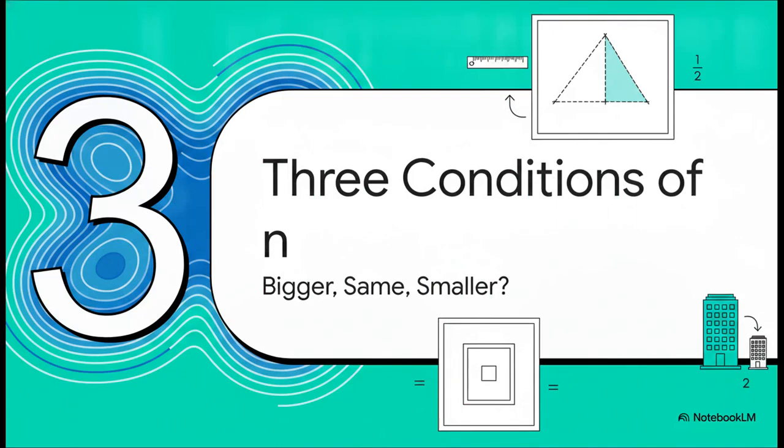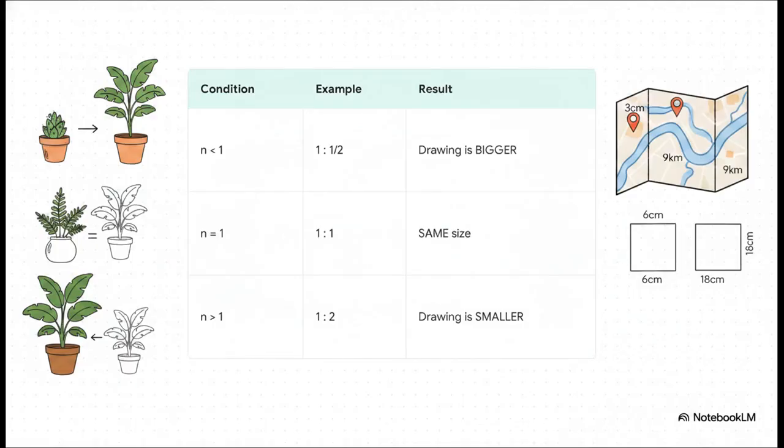Section 3. The 3 conditions of n. Bigger, same, or smaller? Okay, so there are 3 possible conditions for our friend n, which practically act as a cheat sheet for exams. First up, if n is less than 1, like a fraction, say 1/2, the drawing is actually bigger than the object. I know, right? A fraction making it bigger? It feels totally counterintuitive, but it's absolutely true.